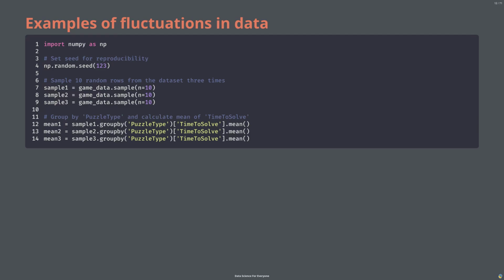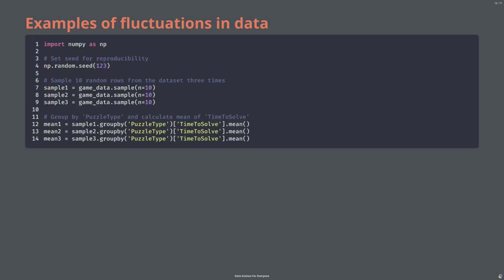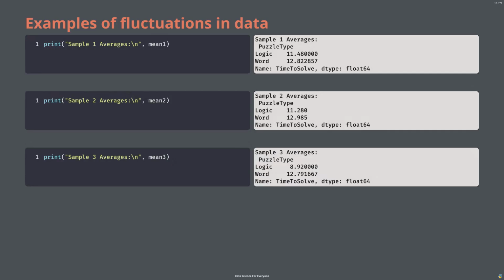We can see how results fluctuate just by looking at random subsets of the data. Let's take a look at 3 different random samples of 10 participants each from our puzzle dataset. Each sample may yield different average solve times, even though they are drawn from the same population. These shifts underline the importance of cautious interpretation, especially with small samples.